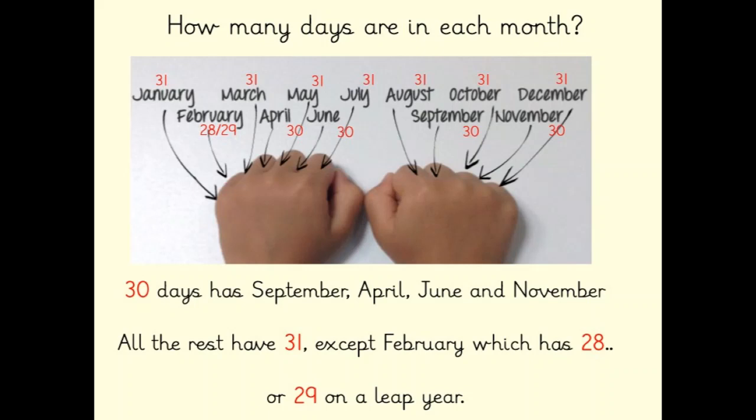Another way you can remember this is through a little rhyme. 30 days has September, April, June and November. All the rest have 31, except February, which has 28, or 29 on a leap year.